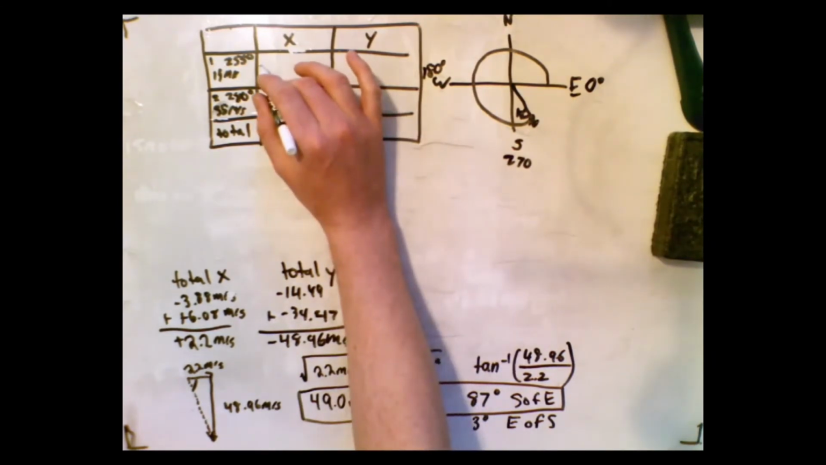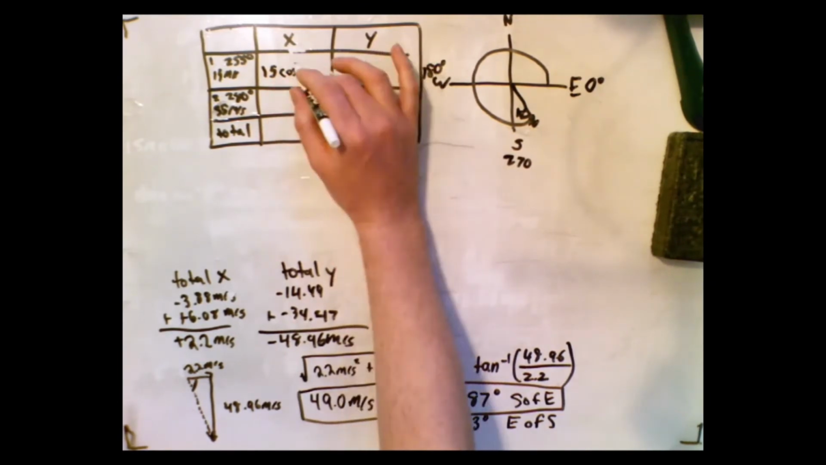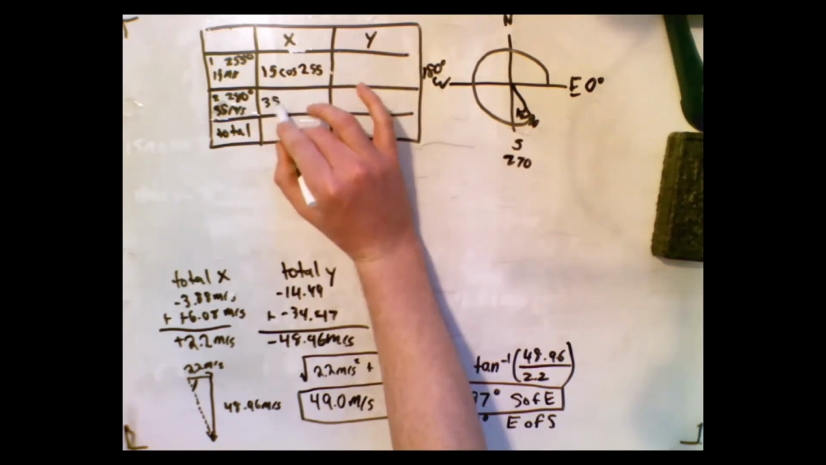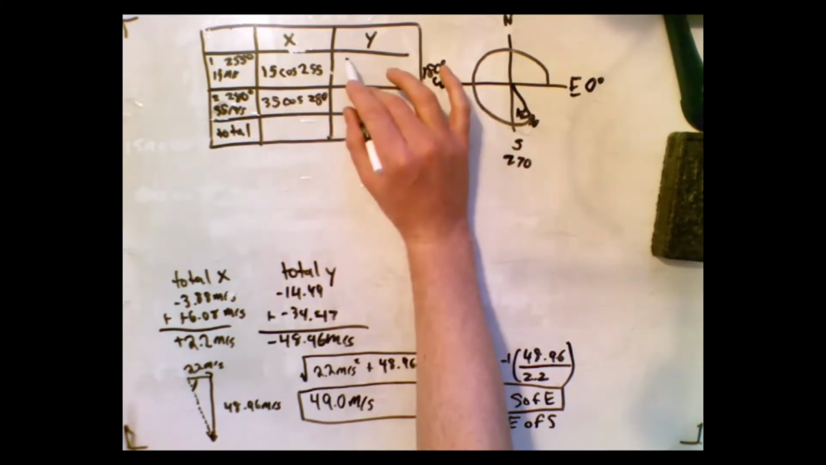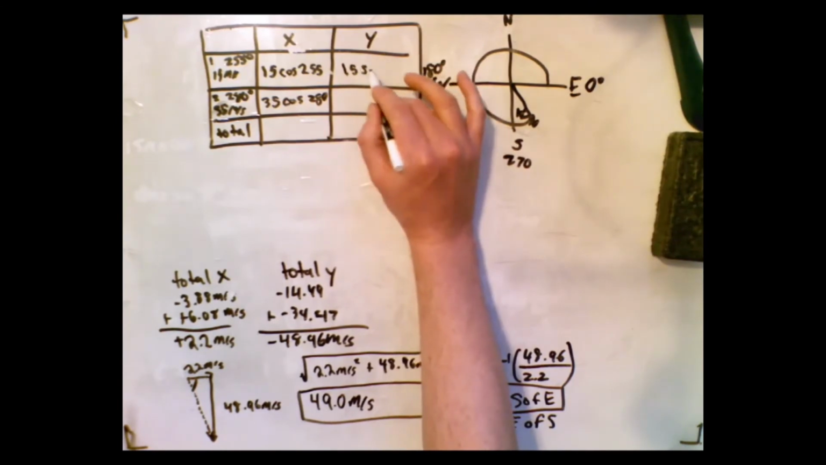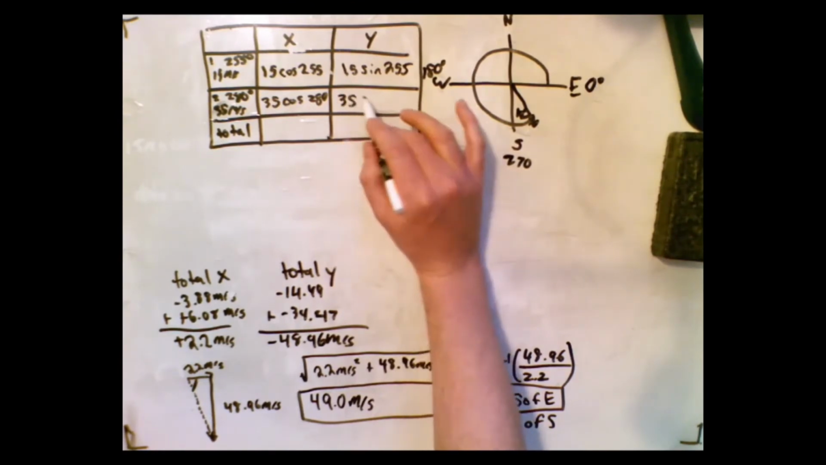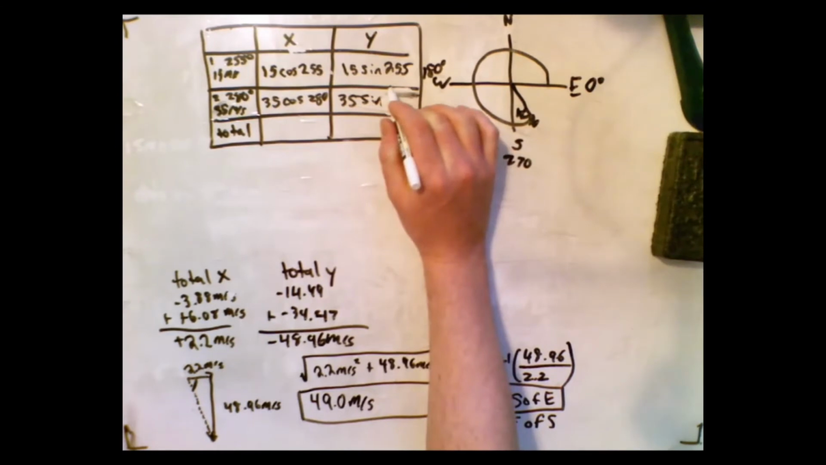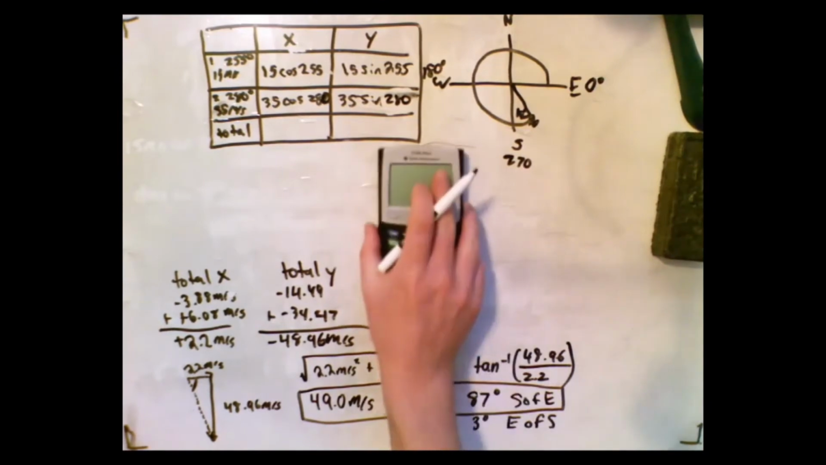So what we do is we do magnitude, 15, and then x is cos, and then our angle in RCS. So 15 cos 255. Same thing here, our magnitude is 35 cos, and our angle is 280. This one's going to be magnitude, but y is sine, and then our angle, which is 255 degrees, and then magnitude 35 meters per second, sine, and then 280 degrees. Okay. And now I'm ready to type that into my calculator.